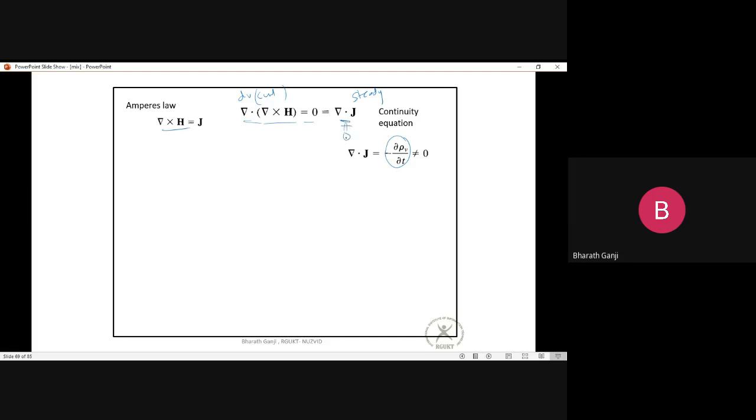If this is not equal to 0 in time varying cases, then the other side of the equation is a mistake, because divergence of curl is always equal to 0. That means there is a mistake here. It is not the left side that is a mistake, the right side has a mistake. If we take divergence on both sides, this will always equal 0, but this side is not becoming equal to 0. So there is a term which is missing on the right side.